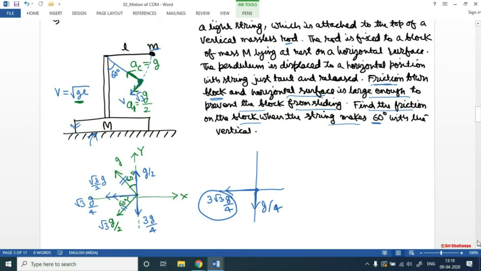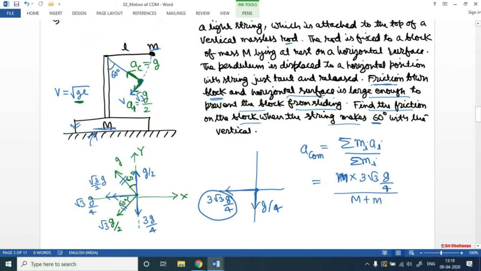So what we can say is that the acceleration of center of mass we now have to calculate. The formula is summation of m_i a_i divided by summation of m_i. So m_i a_i would be capital M into the acceleration of this block, plus small m into the acceleration, which is 3 root 3 g by 4 over here, and that divided by the total mass of the system, that is M plus m.